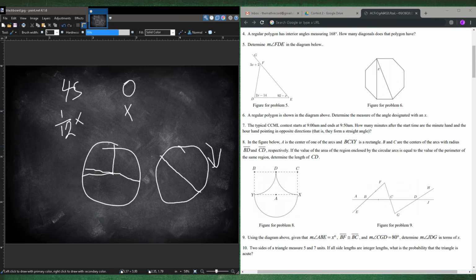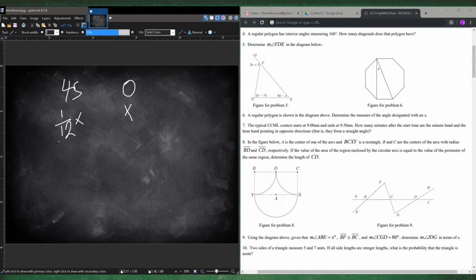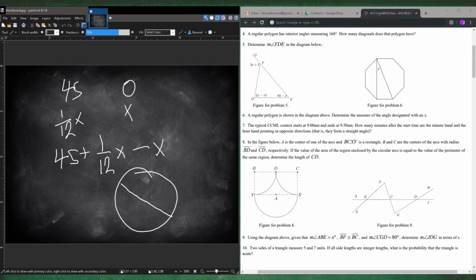So in between them, they're supposed to be, as I said before, 30 ticks. So since the X is moving faster, sooner or later it's gonna make that 30 tick. So we just need to have 45 plus 1/12 X minus the X. Because what you're gonna do is it looks like this. So you're gonna have this, right? As a straight line. So you're gonna have that time.